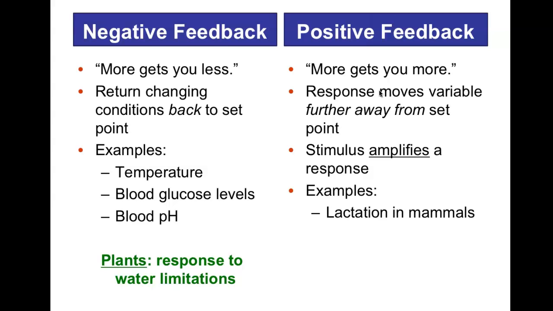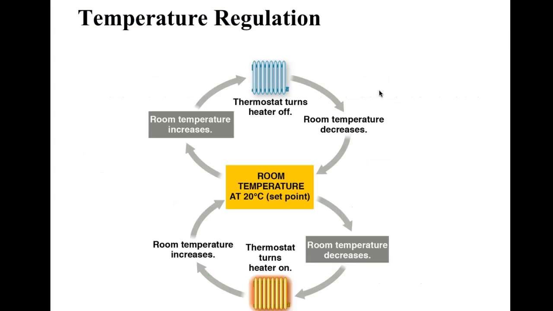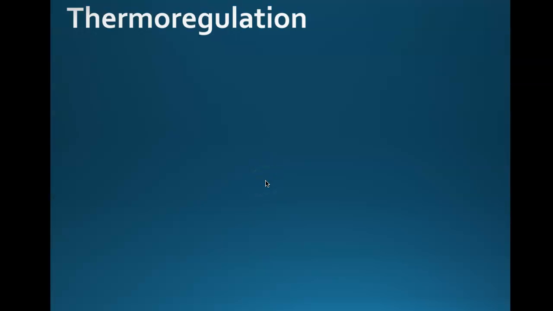I only have a couple of examples: lactation and labor. Lactation in mammals, the more the baby tries to get milk, the more milk the mom is going to produce. And then the onset of labor and childbirth. The more the uterus contracts, the more the uterus contracts. And that's why contractions get stronger and stronger as time goes on. And in plants, ripening of fruit is an example of positive feedback. All right, and this just shows you temperature regulation. I think I've talked enough about that. When your temperature goes up, your body's going to do something to bring it down. When your temperature goes down, your body's going to do something to bring it back up.